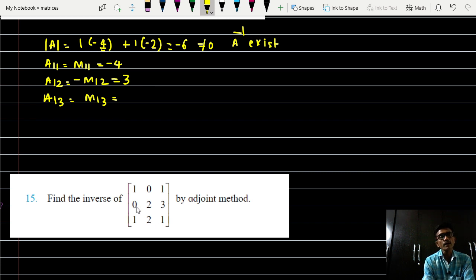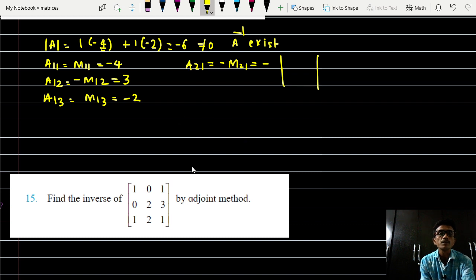इसका एक्सपेंशन आएगा 0 minus 2, that is minus 2. फिर इसके बाद A21 is equal to minus of M21, here minus of the value of this determinant. Delete the elements of second row and first column: 0, 1 or 2, 1. एक्सपेंशन आएगा minus 2 और minus of minus that will be plus 2.